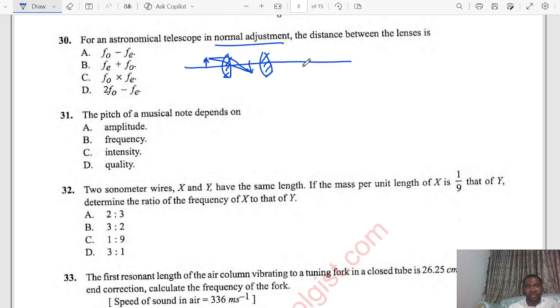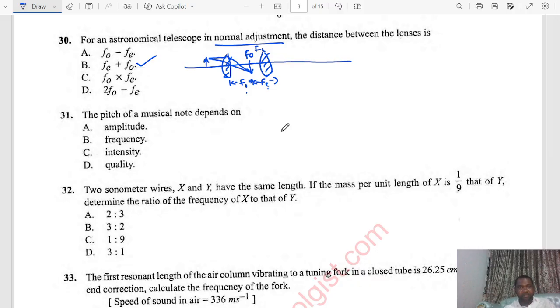So where this image is formed, that means there will be a coincidence between FO and FE. From here to here is FO, and from here to here is FE. FO means focal length of the objective lens, FE means focal length of the eyepiece. So the answer is FO plus FE, which is B. That's why it is important for you to know the foundation. I just had to go straight to use my knowledge.